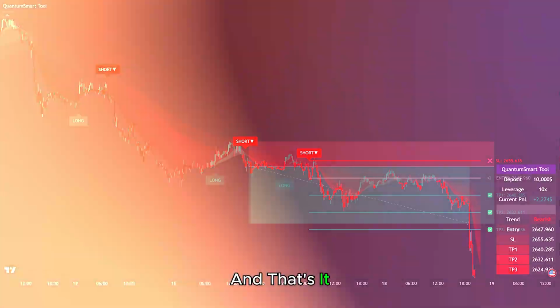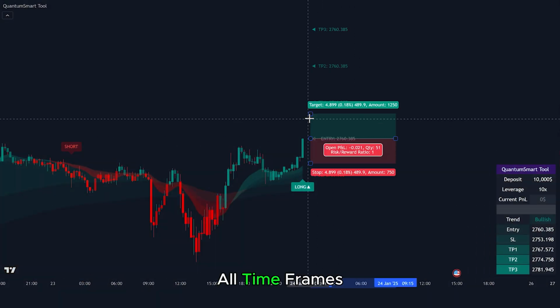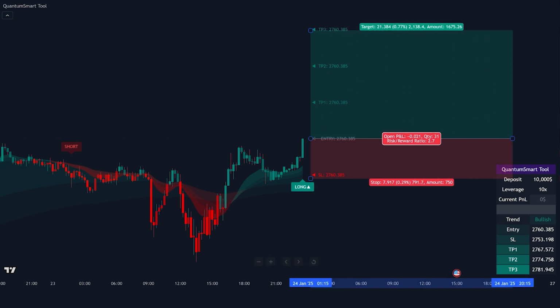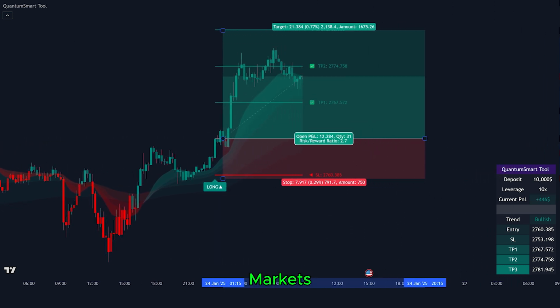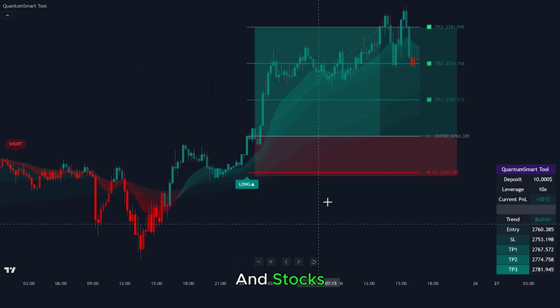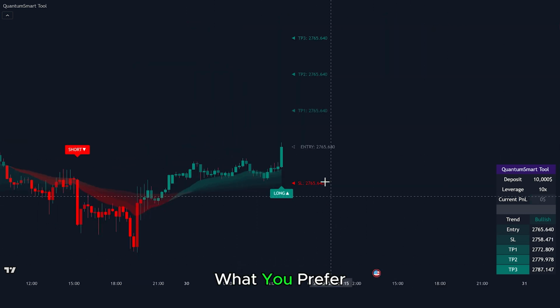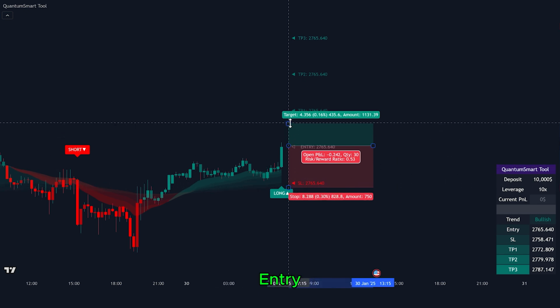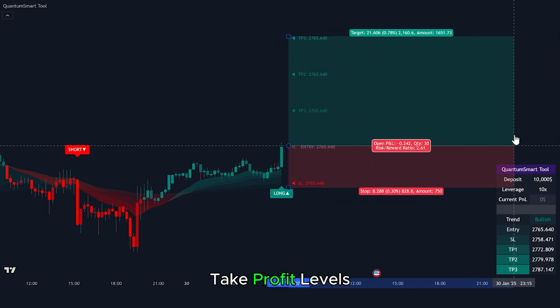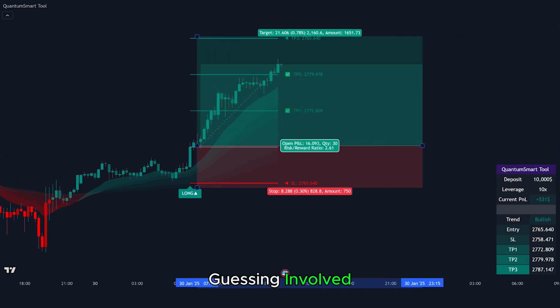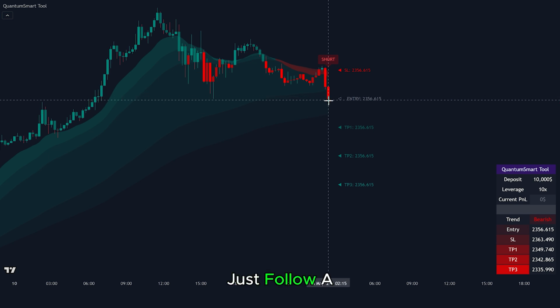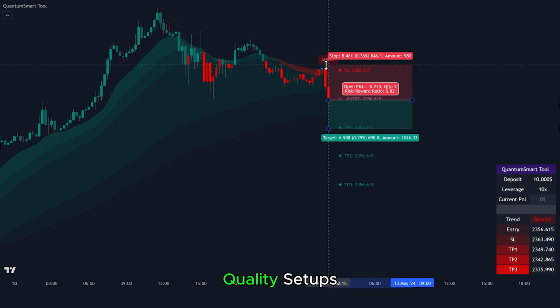And that's it! The Quantum Smart tool works on all time frames, whether you're a scalper, day trader, or swing trader. It also works perfectly across different markets like crypto, forex, and stocks, giving you the freedom to trade what you prefer. The tool is simple to use and provides clear entry, stop loss, and take profit levels, so there's no guessing involved. Whether you're trading trend continuations or reversals, just follow a few easy rules to find high-quality setups.